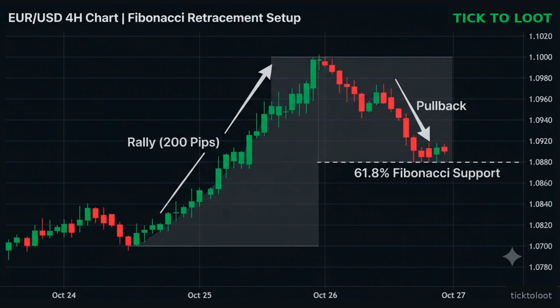Let's take a look at an example. Suppose the euro to US dollar currency pair rallies 200 pips and then pulls back to the 61.8% Fibonacci level. This could be a potential buy zone, as the price is likely to bounce off this level and continue the uptrend.